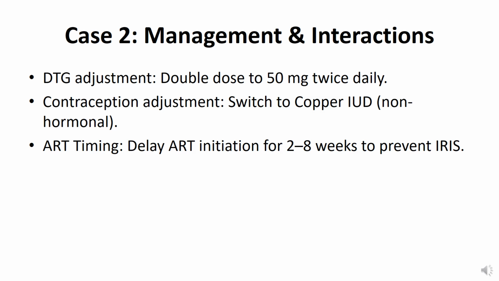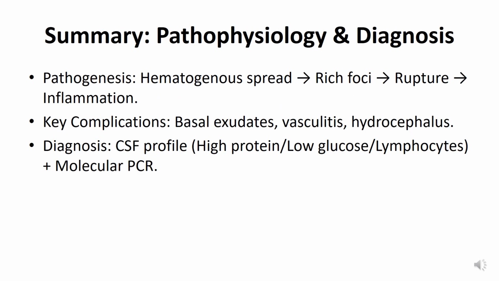The management of HIV-associated tuberculous meningitis requires more than simply prescribing medications. It involves balancing treatment effectiveness, preventing drug interactions, ensuring reliable contraception, and reducing the risk of immune reconstitution inflammatory syndrome. With careful planning and close monitoring, patients can successfully receive treatment for both conditions while achieving better long-term outcomes. Let's bring everything together with a summary of the pathophysiology and diagnosis of tuberculous meningitis.